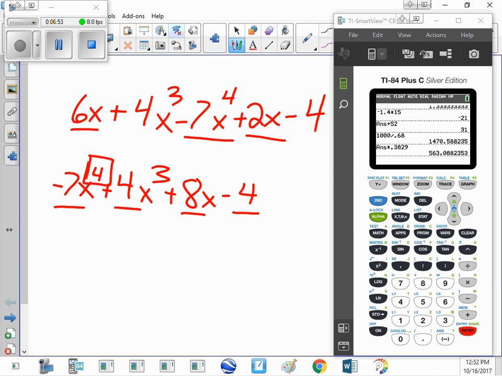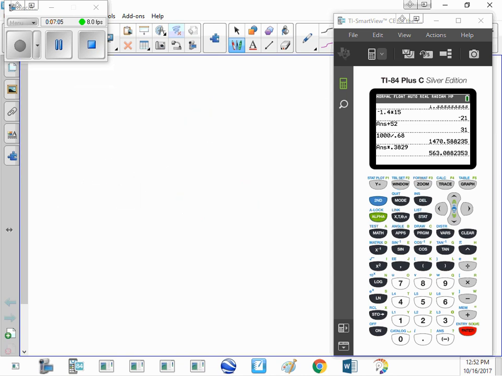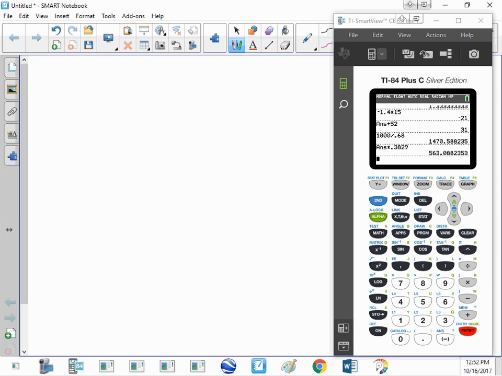The largest exponent is a 4. Why do we care about the degree? Well, the degree tells you what type of graph you're looking at. Yeah, kind of. Even and odd comes into play.